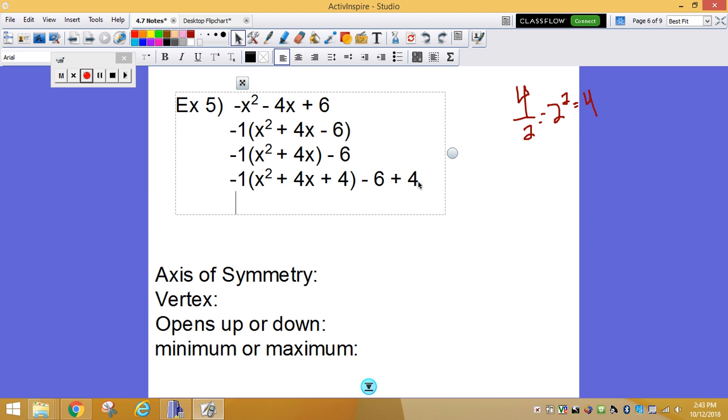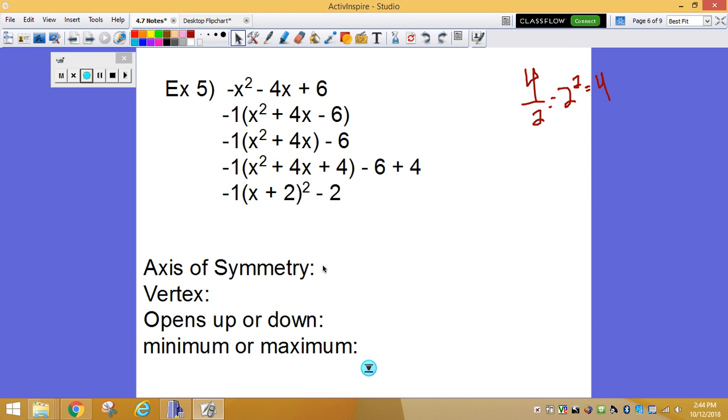So we're going to do more. If you're like, I don't know what she's talking about, just hang tight, because we're going to do some more. So this turns into an x plus 2 squared. And then negative 6 plus 4 is a negative 2.